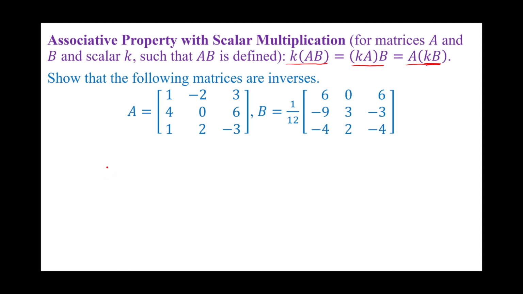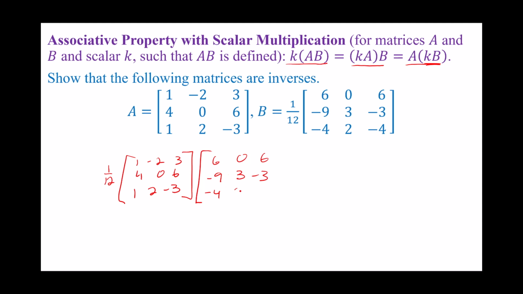So I'm going to do 1/12 times this matrix A times the matrix B without that scalar in front, just the rest of it. And this equals 1/12 times what I get when I multiply those two matrices. And then I will take that 1/12 and multiply it by everything in that product matrix. If you want to pause and figure out that product, make sure you know how to do it, you can do that. But when we multiply, we get this matrix right here.